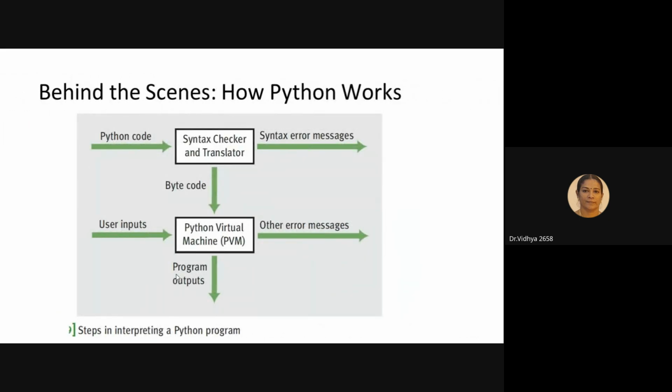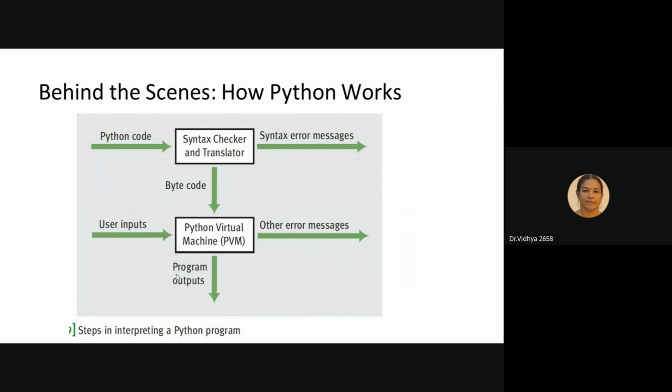So, behind the sentences, how Python works. Generally, Python works as shown in this diagram. First, the Python code is fed to the syntax checker and translator. If any syntax error occurs, it will be notified; otherwise, the correct code is converted into bytecode.